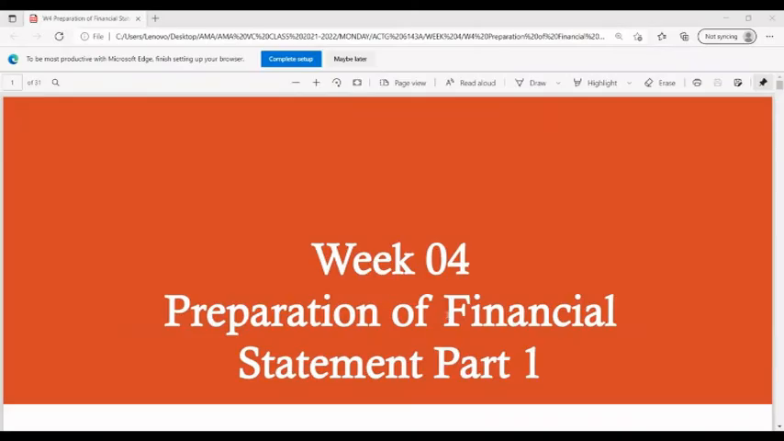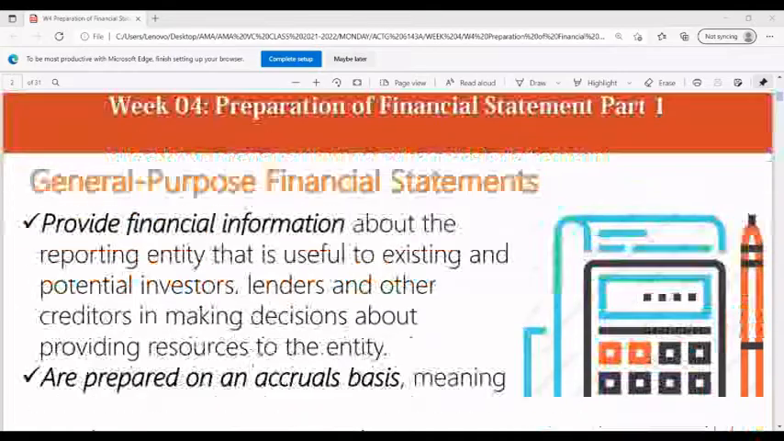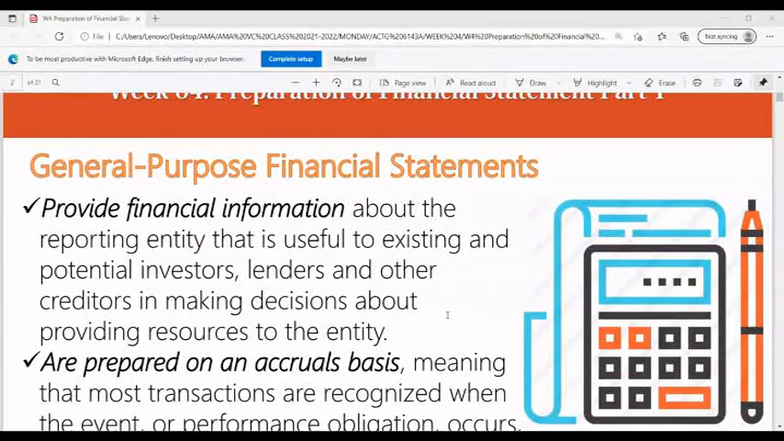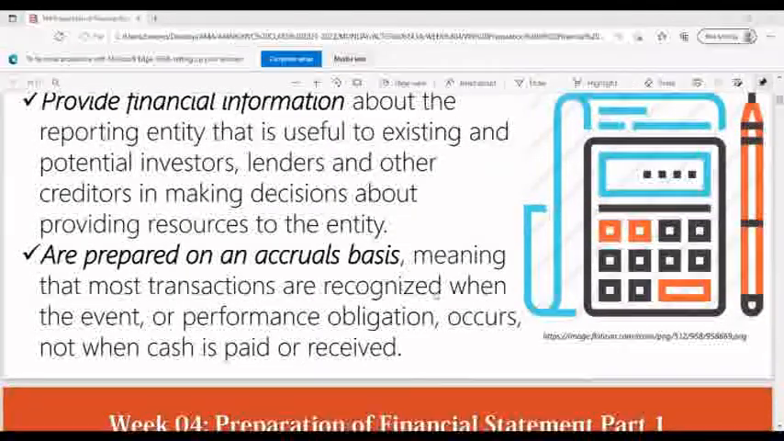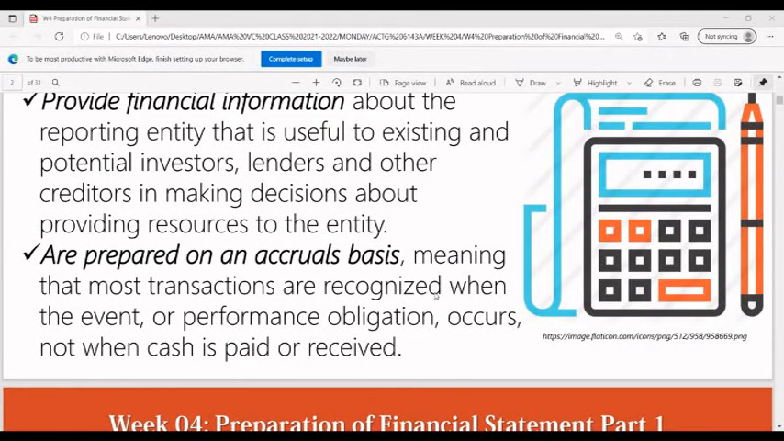Today is about preparation of financial statements, part 1. The general purpose of financial statements is to provide financial information about the reporting entity that is useful to existing and potential investors, lenders, and other creditors in making decisions about providing resources to the entity. They are prepared on an accrual basis, meaning most transactions are recognized when the event or performance obligation occurs, not when cash is paid or received.